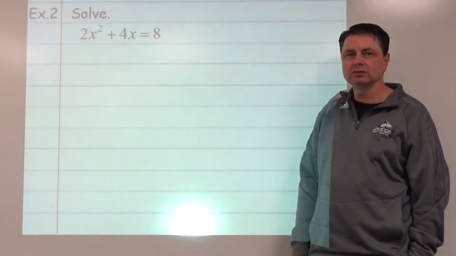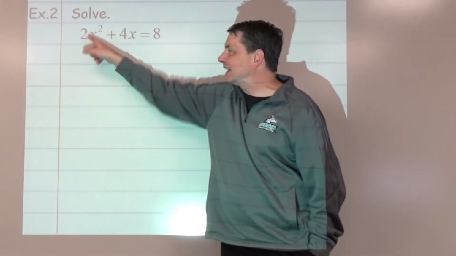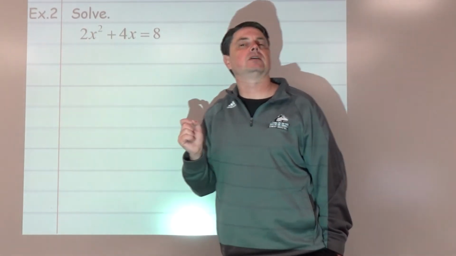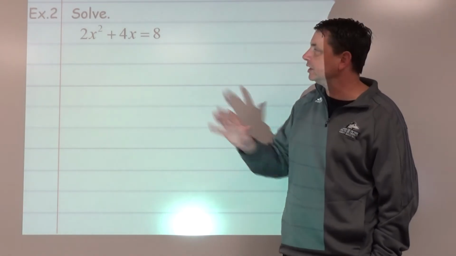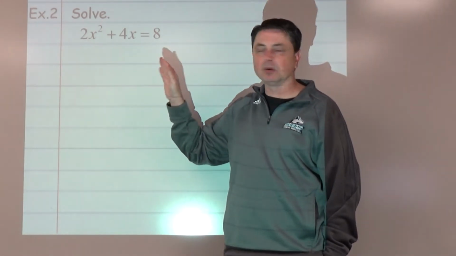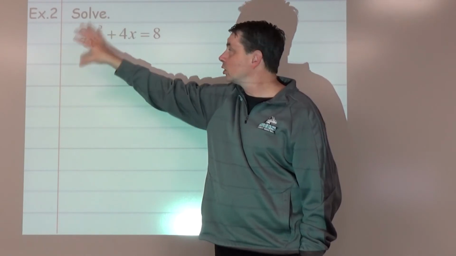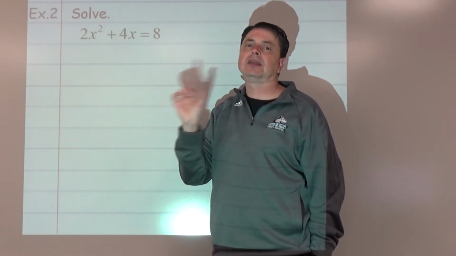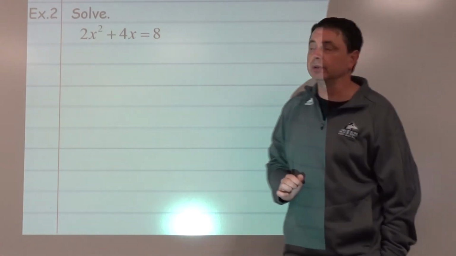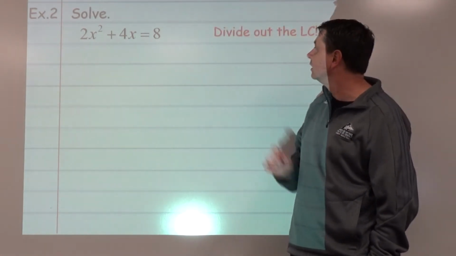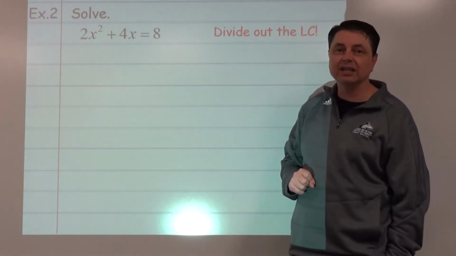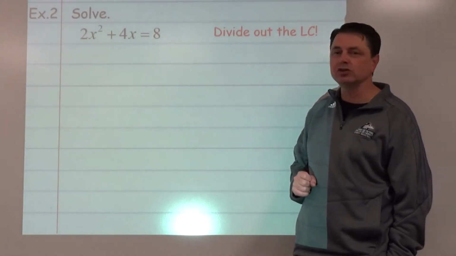Example number 2. I'm not really liking that 2 in front. That makes the completing the square a lot harder. But if we notice, everything's divisible by 2. I could just divide both sides by the 2 and turn this into x squared, and then it might be easier to do the completing the square. So let's divide everything by whatever that leading coefficient is. We're going to divide everything by 2.